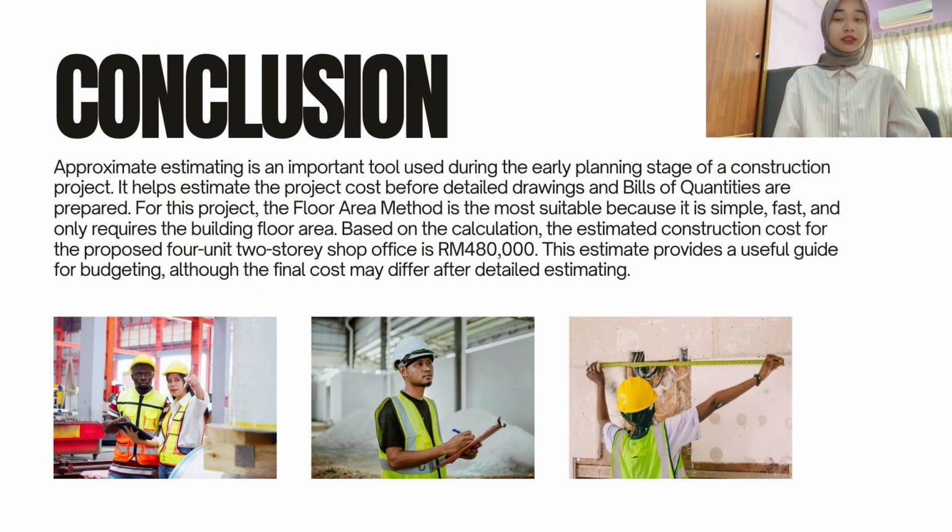It helps estimate the project cost before detailed drawings and bill of quantities are prepared. For this project, the floor area method is the most suitable because it is simple, fast, and only requires the building floor area. Based on the calculation, the estimated construction cost for the 4 unit 2-story shop office is 480,000 ringgit Malaysia. This estimate provides a useful guide for budgeting, although the final cost may differ after detailed estimating.